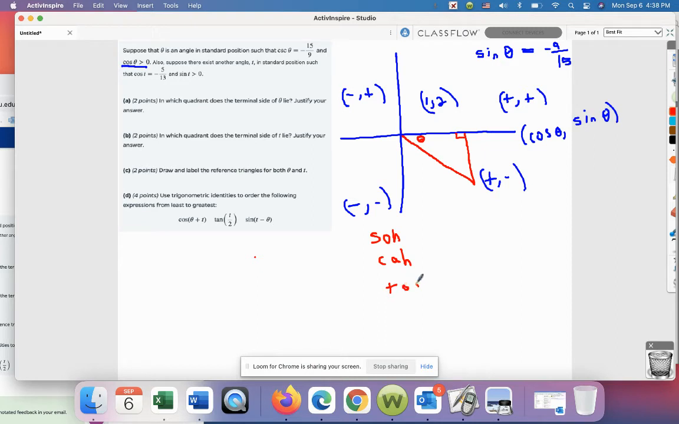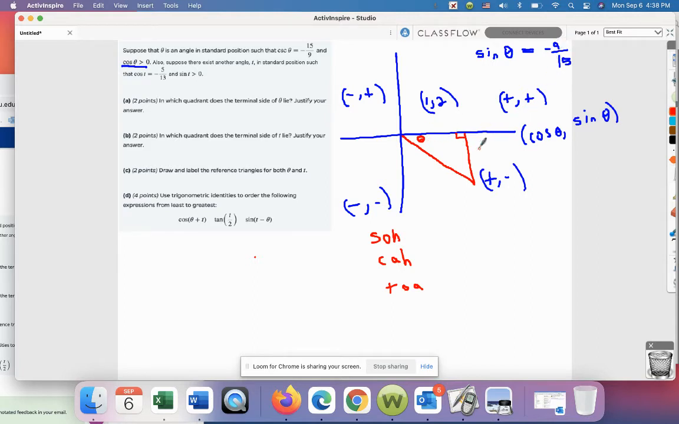SOHCAHTOA. It's just an acronym. It's just a way to remember sine is opposite over hypotenuse. Cosine is adjacent over hypotenuse. Tangent is opposite over adjacent. You don't have to remember SOHCAHTOA. It's just an acronym. So here, since it's opposite over hypotenuse, my opposite is 9.